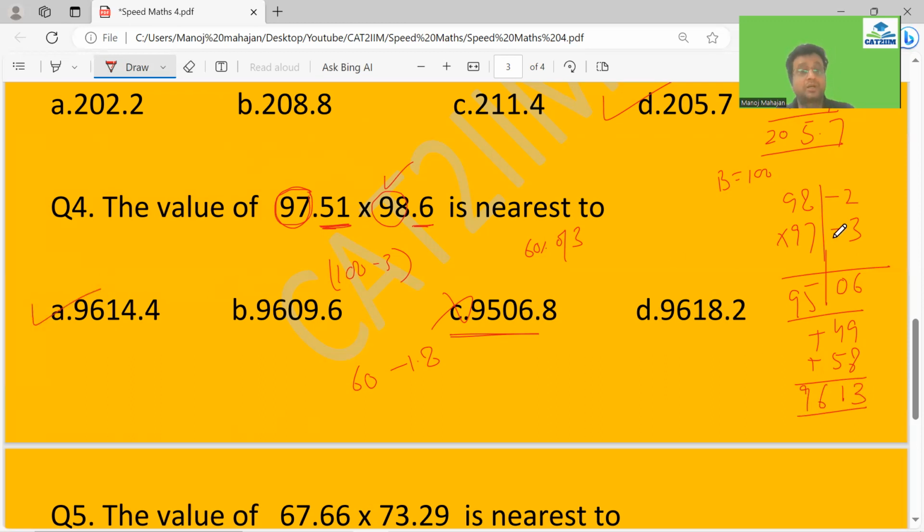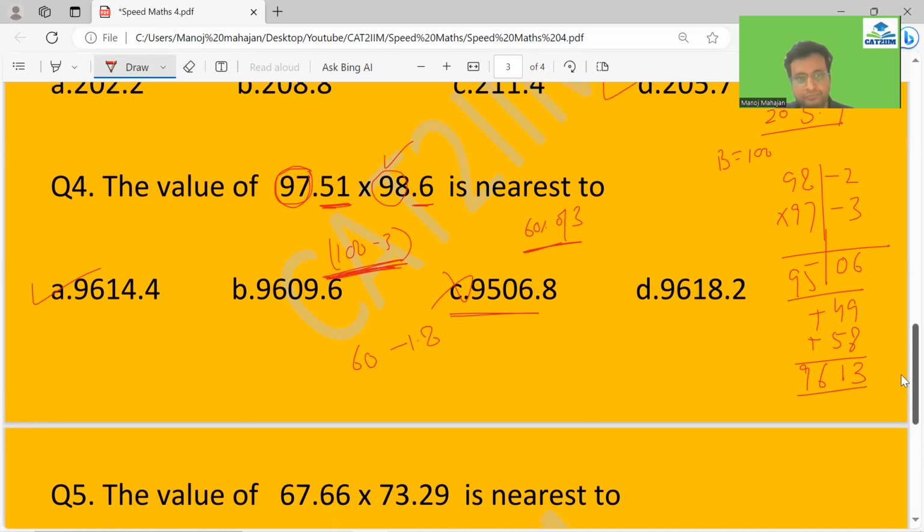So look, I did not use any expansion over here. 97 plus 0.51 bracket and multiplied with 98 plus 0.6. I'm just using a simple percentage trick out here. I just used that in question number 1 because I wanted to explain to all of you. I hope you understood what is the 60% of 3. This 0.6, which is nothing but actually 60%. So 60% we have to calculate of this number.